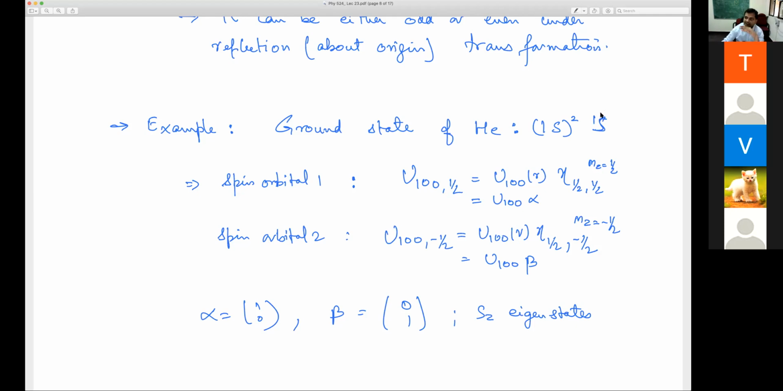Okay. So an antisymmetric space part doesn't allow two electrons to be in the same location, because the wave function vanishes otherwise. It decreases the electrostatic repulsion energy. So that's the ground state.